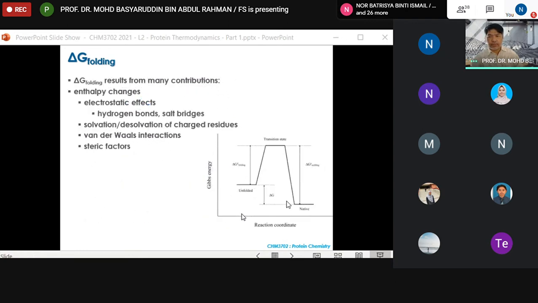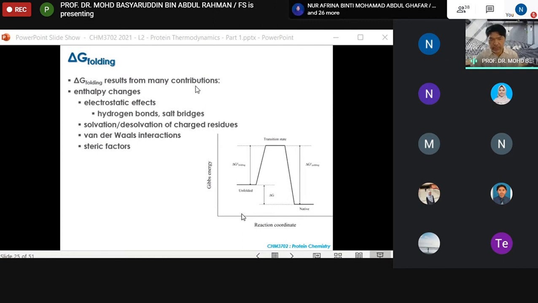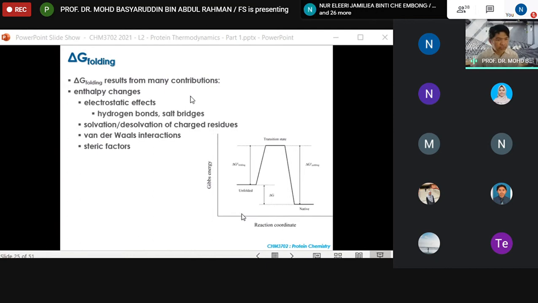Now, this is what we discussed before, slightly more detailed. Delta G folding results from many contributions. Particularly, if you want to fold it, you must have some favorable interaction. So in order to fold, the favorable interaction normally comes from the enthalpy changes. For example, in this case, we put the van der Waals packing interaction. You may have heard about van der Waals interaction, but we can also introduce it as a packing interaction. Yeah. And then what else?